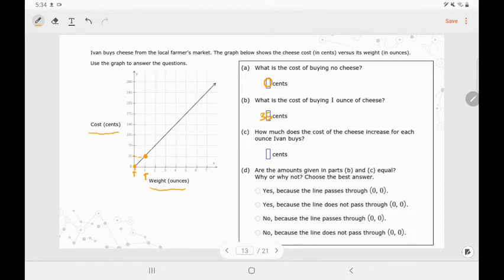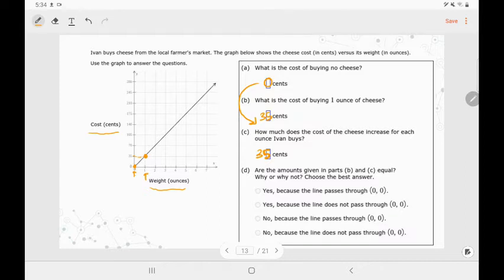Part C asks, how much does the cost of cheese increase for each ounce Ivan buys? Well, to go from 0 ounces to 1 ounce, so from here to here, how much is that an increase of? Well, that's an increase of 35 cents. So for every extra ounce, it costs Ivan 35 more cents.